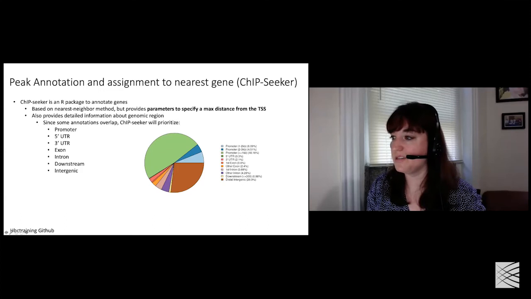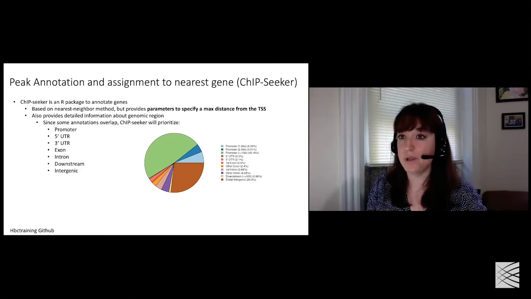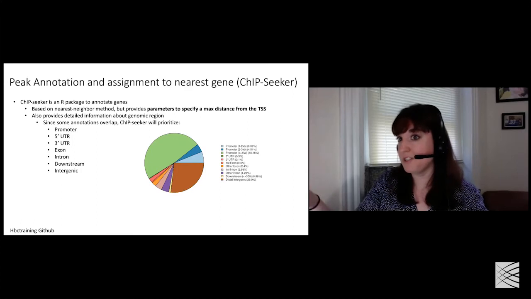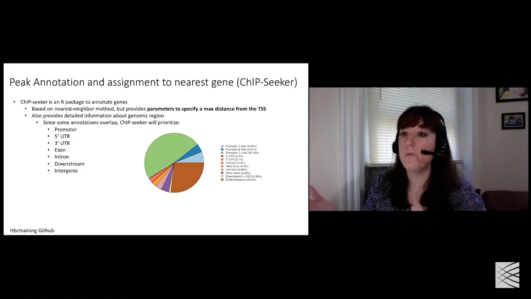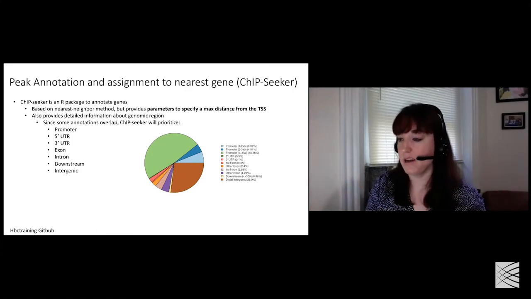So this is an example of a pie chart where ChIPseeker has prioritized the annotations for each gene, and then you can plot as a pie chart the location of all of your peaks relative to gene bodies. Since some annotations overlap, ChIPseeker, for example, could assign it to promoter of this gene or intron of this gene. It will prioritize based on these rankings.